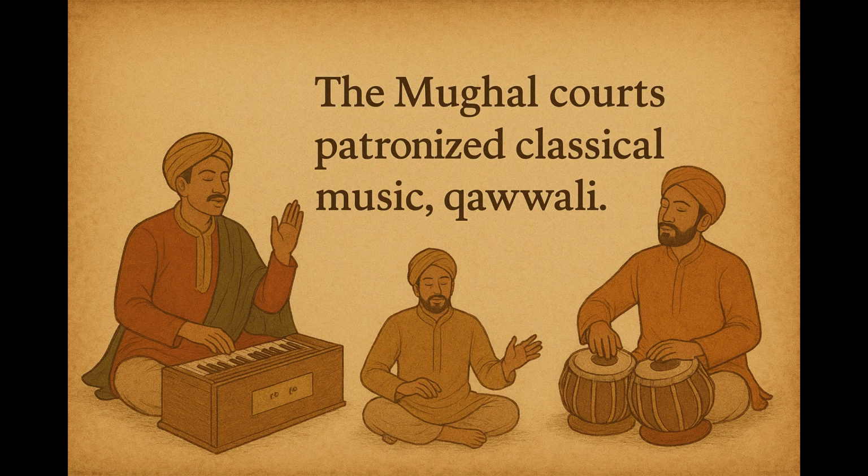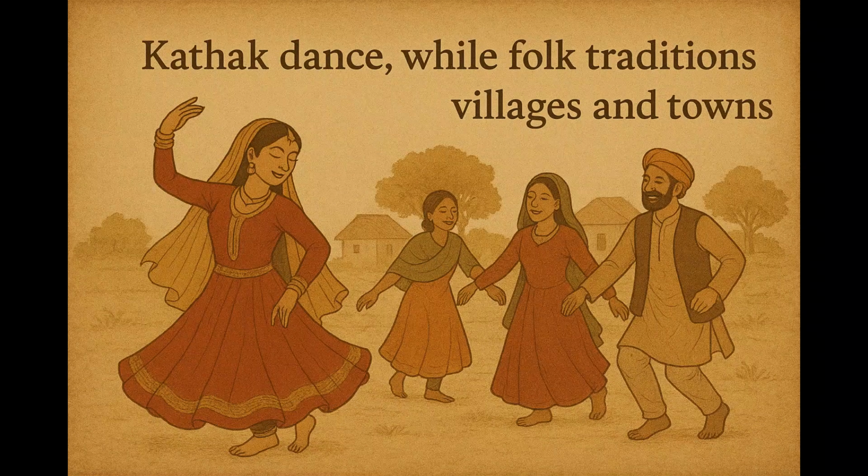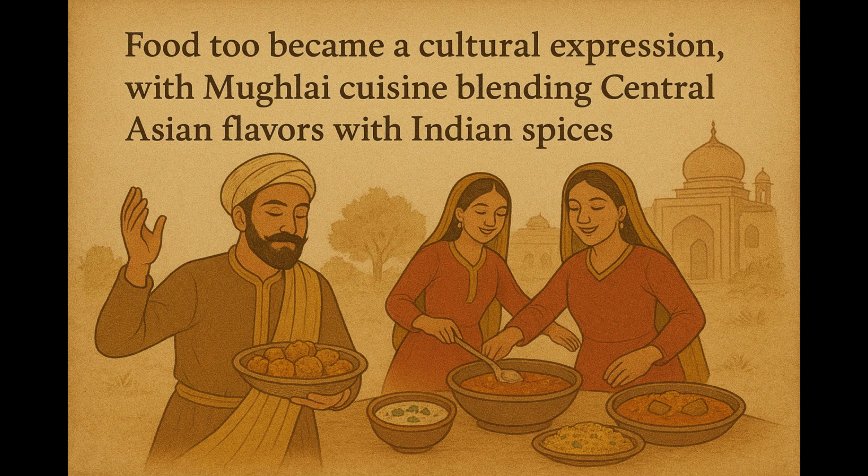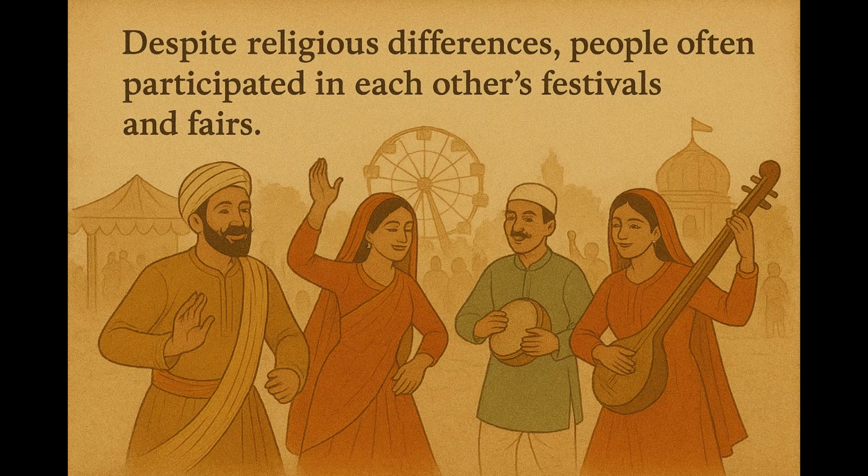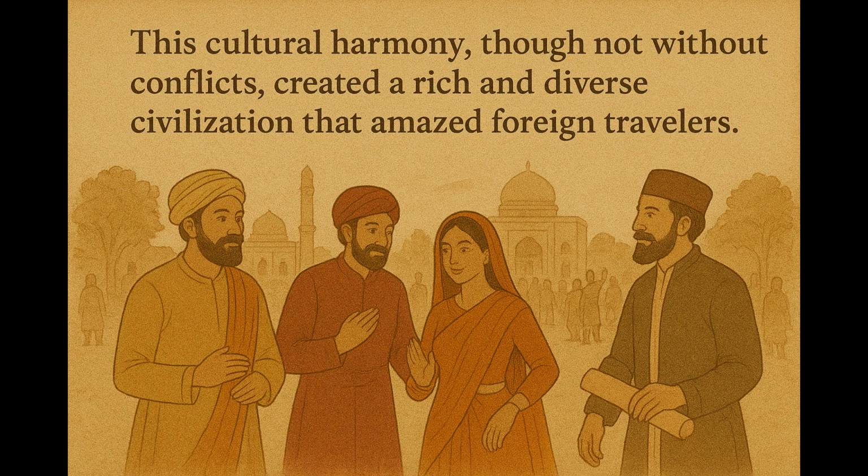The Mughal courts patronized classical music, Qawwali, and Kathak dance, while folk traditions flourished in villages and towns. Food too became a cultural expression, with Mughal cuisine blending Central Asian flavors with Indian spices. Despite religious differences, people often participated in each other's festivals and fairs. This cultural harmony, though not without conflicts, created a rich and diverse civilization that amazed foreign travelers.